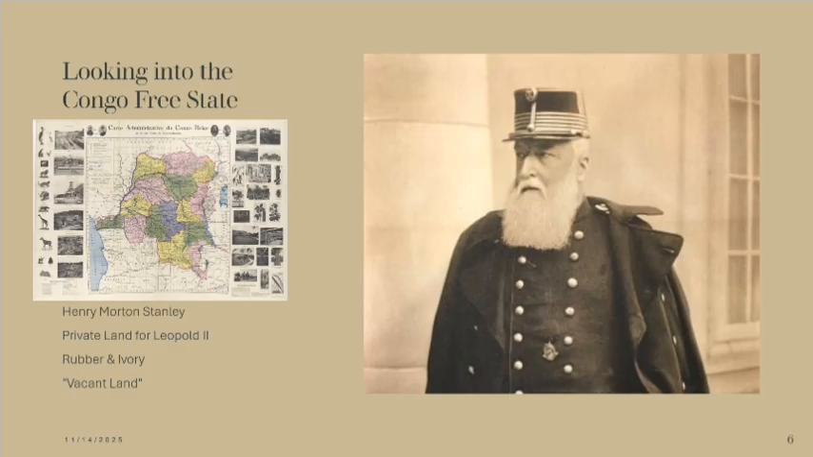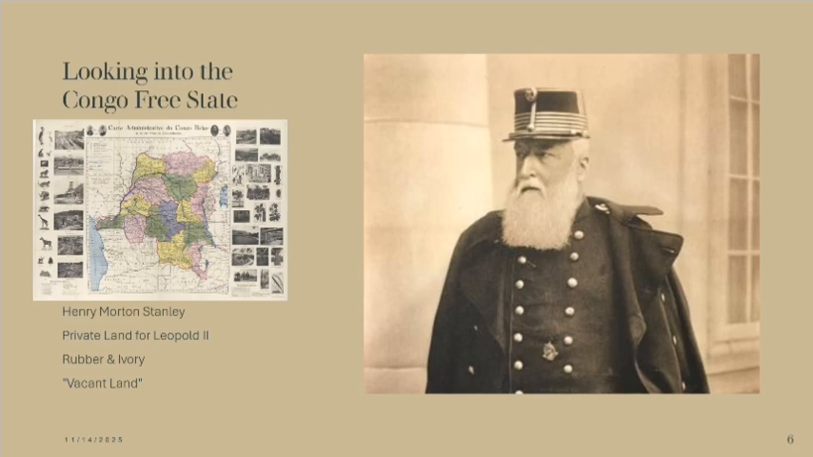Leopold used the famed explorer Henry Morton Stanley to navigate and claim the Congo River basin, and then used that claim to convince other European powers at the Berlin Conference that he was merely engaging in philanthropic activities, bringing his civilization, rather, and Christianity to the quote-unquote vacant land, because in his eyes and in the eyes of many European powers, Africa was just vacant land that they can claim, and which they did.